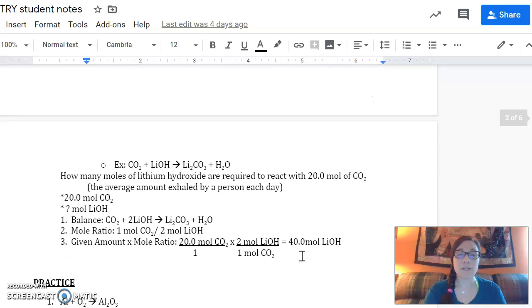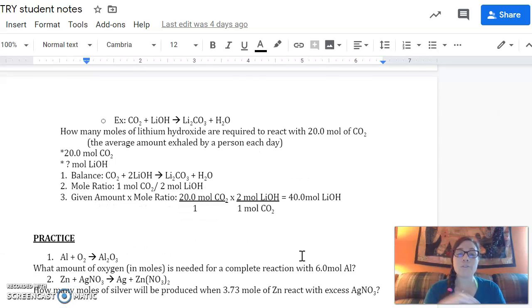Okay, now here is an example of a conversion from moles of one substance into moles of another. So you have moles of CO2 given to you in the problem. You're asked to find moles of lithium hydroxide. The balanced equation is there, and the conversion is set up using a mole ratio because we're starting with moles and ending with moles. So we're just using a mole ratio to get from our starting point to our ending point.